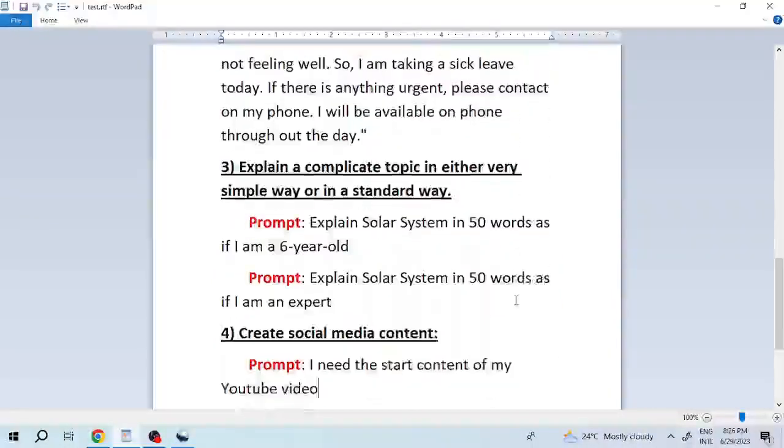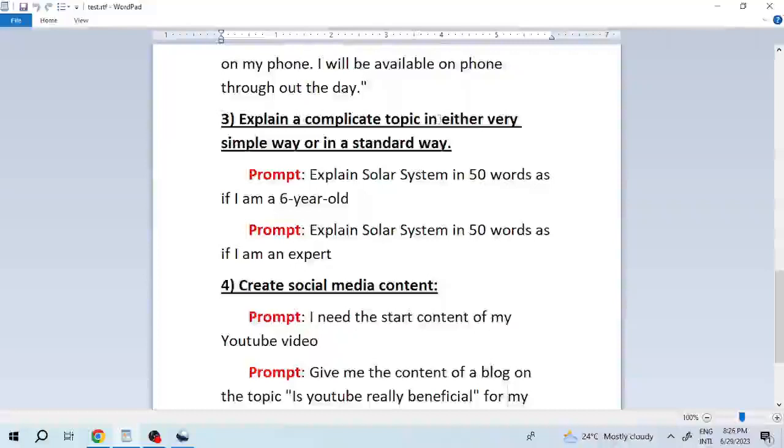Now the third one is explain a complex topic in both ways, either in a very simple way or in the standard way. Suppose we want to explain some topic to a 6-year-old kid, then how to explain it in a simple way so that he can understand, and the same thing can be explained to a grown-up person in a standard way, in an expert way. So first, suppose I am trying to get the explanation from ChatGPT regarding the solar system in 50 words and for a 6-year-old kid. So for this I have created this prompt, and now I'm running this prompt.